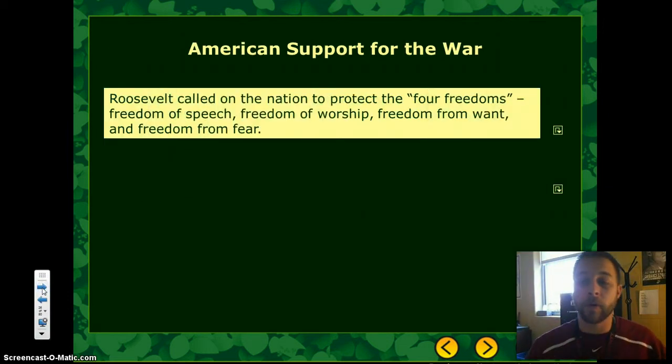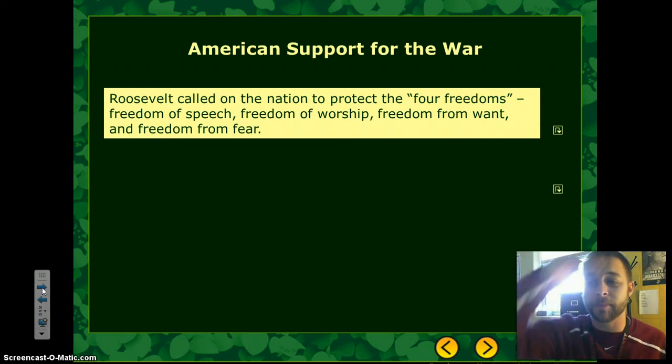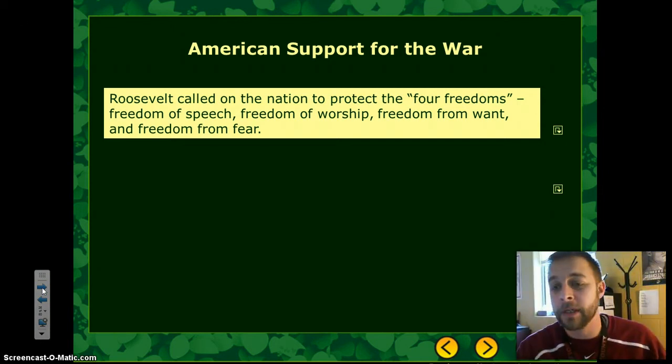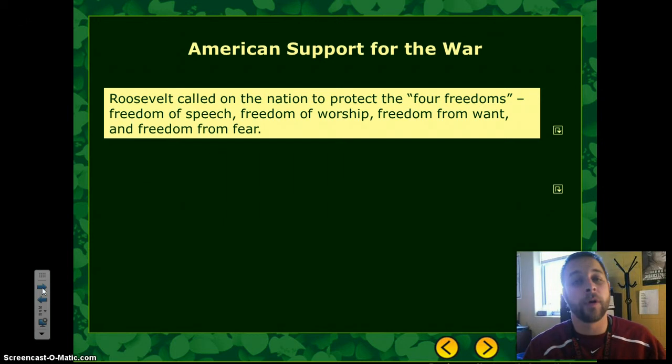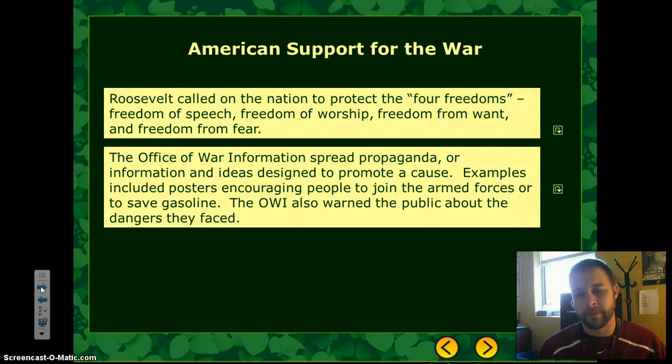All right, so Americans supported the war in many ways, and Roosevelt called on the nation to protect the four freedoms: freedom of speech, freedom of worship, freedom from want, and freedom from fear. He couched the war as a war against threats to those freedoms. And the government created the Office of War Information, which created propaganda. All right, propaganda did all kinds of things. It tried to encourage people to support the war effort, whether recruiting posters or people trying to get people to ration their food or conserve their gasoline.